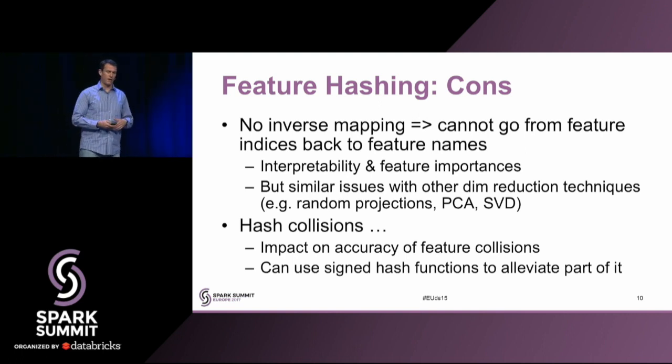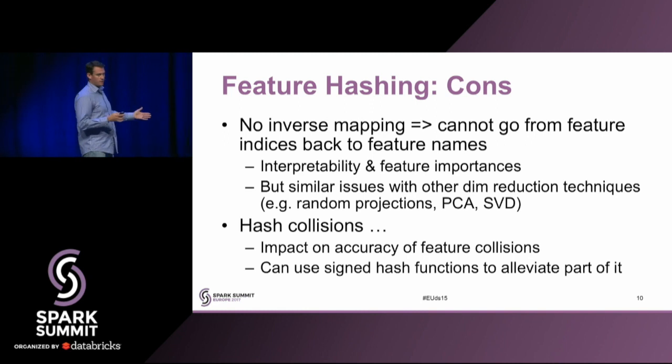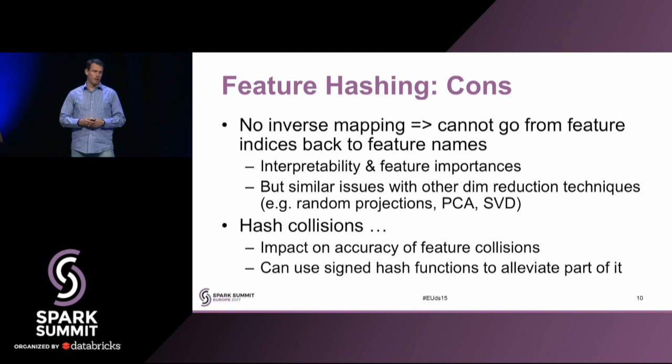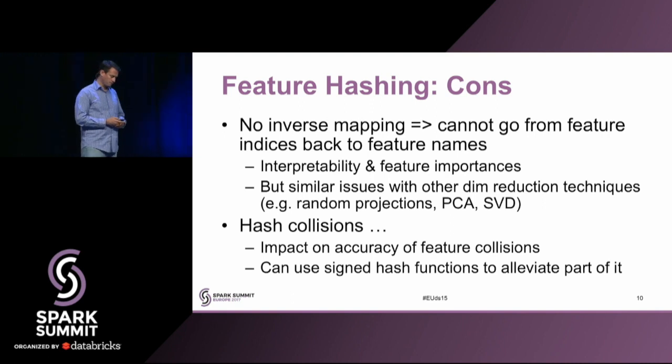And then the second one is hash collisions. Of course we're using a hash function, and we are then mapping that down into a lower dimension. So inevitably, we're going to get some collisions where two different features will hash into the same feature index, and they will offset each other. So that can have an impact on accuracy.